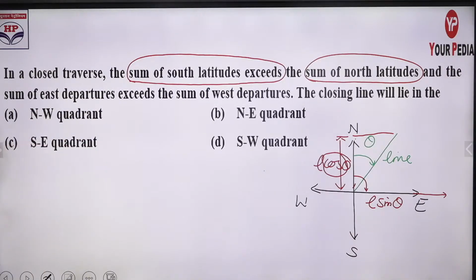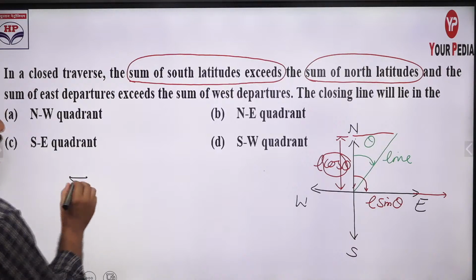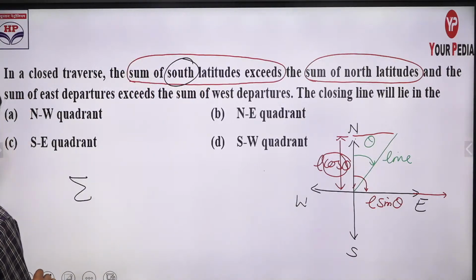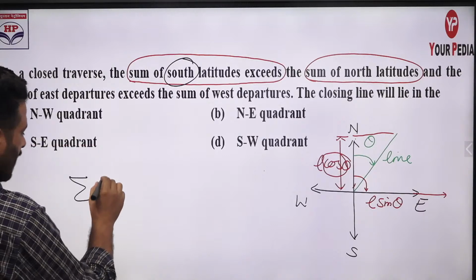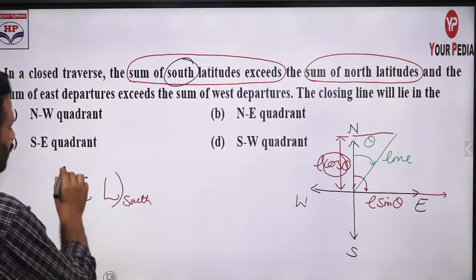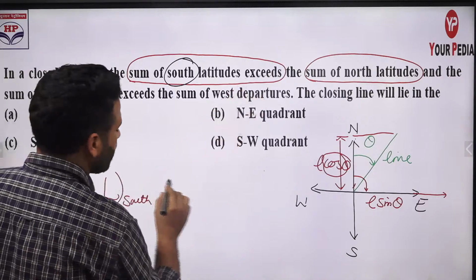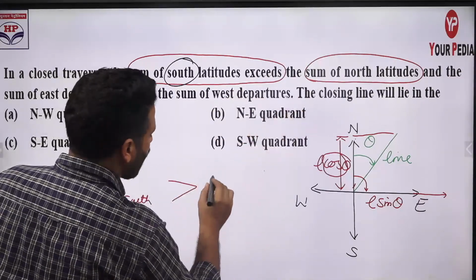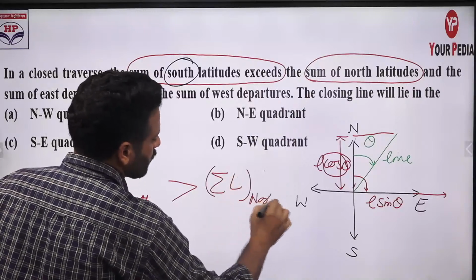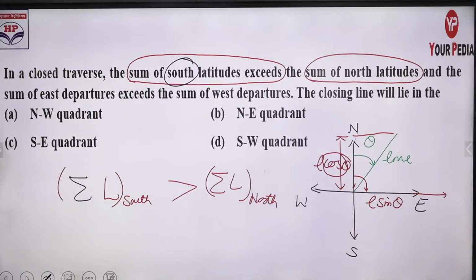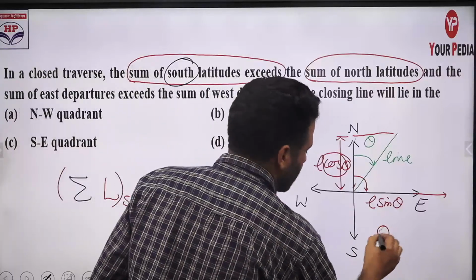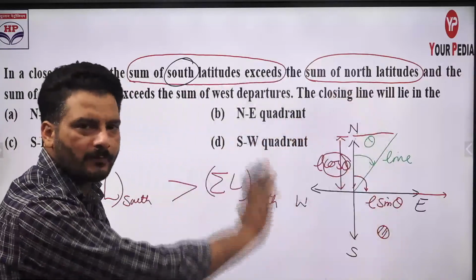Now what is it saying? The algebraic sum of what? Latitude. Which one? South latitude. So let me write it: capital L for latitude, south. The algebraic sum of south latitude is more, it exceeds the sum of north latitudes, capital L for north. So what does it mean? North latitudes are less as compared to south. Definitely the point will be here towards the south, bottom direction.